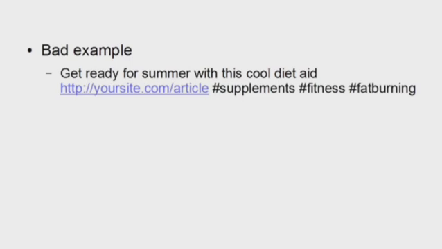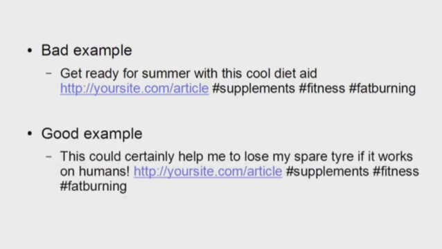People don't like to be sold to. They like to have information so that they can make an informed decision, but something that's a blatant sales pitch is going to get ignored. So how can you change that? Well, let's take a look at this other example here. You could tweet something like, this could certainly help me lose my spare tire if this works on humans. And then the URL, #supplements, #fitness, #fatburning.